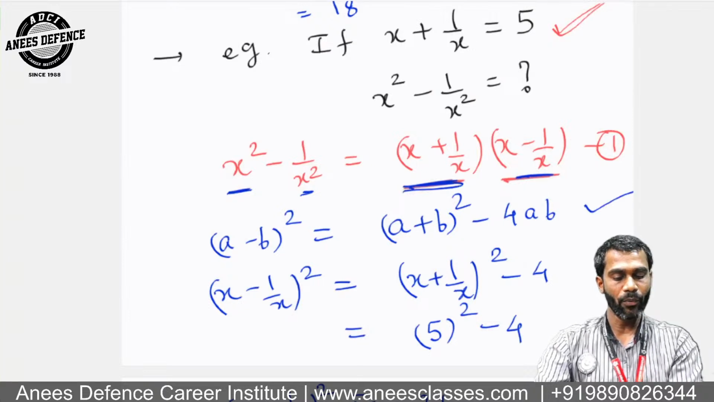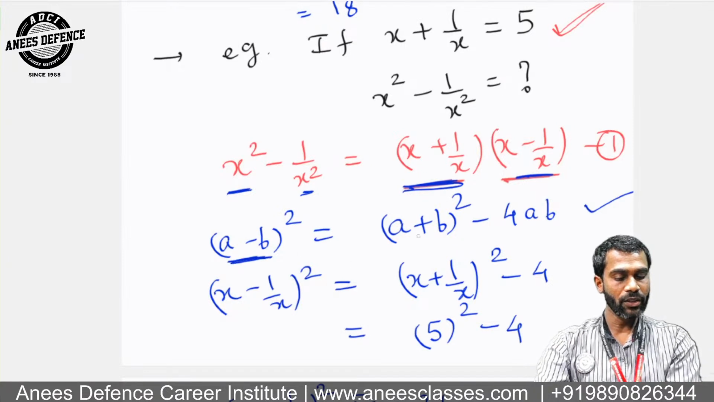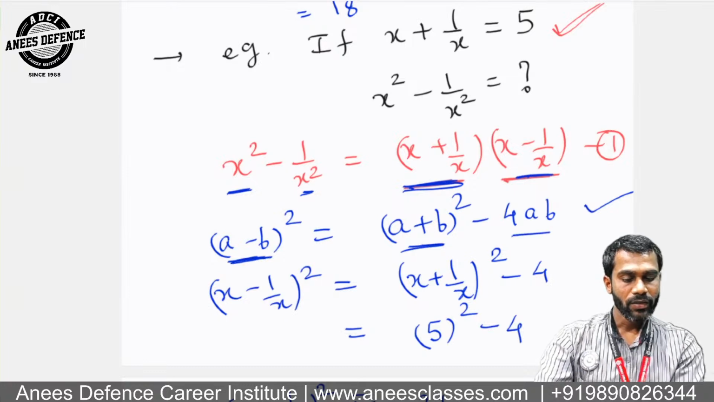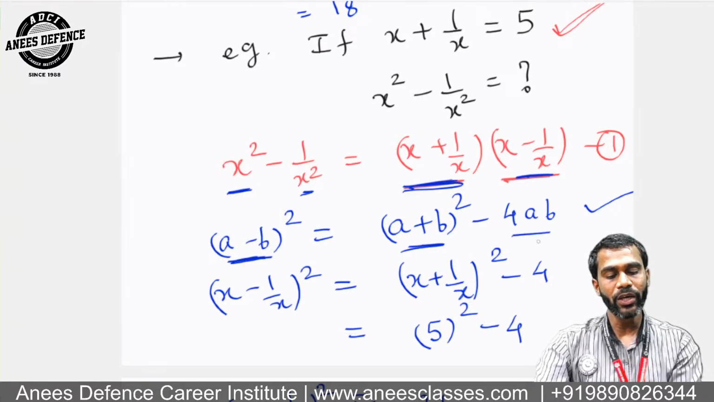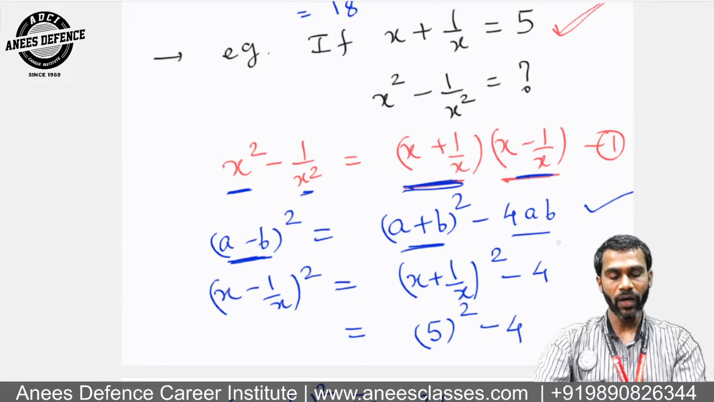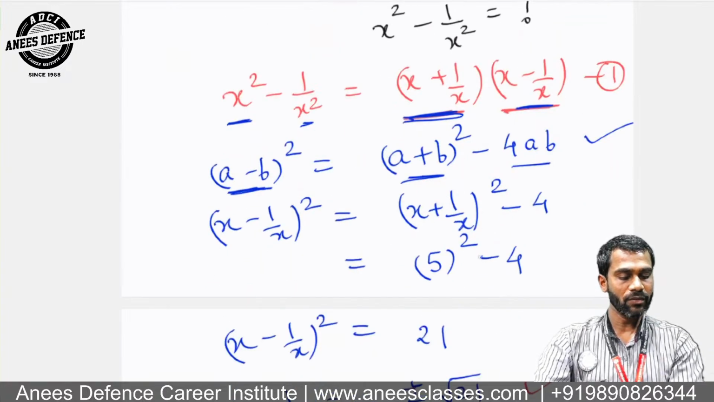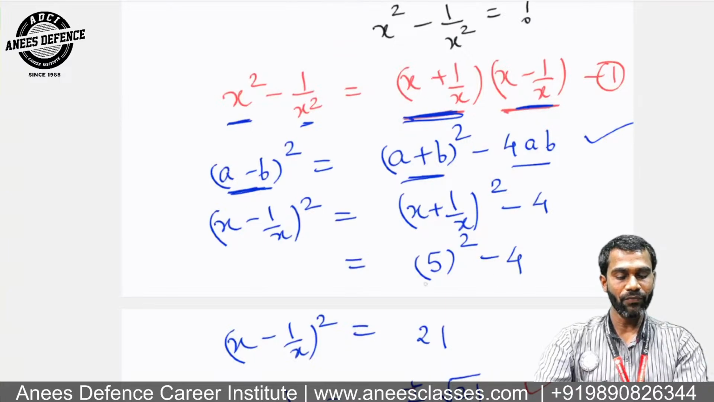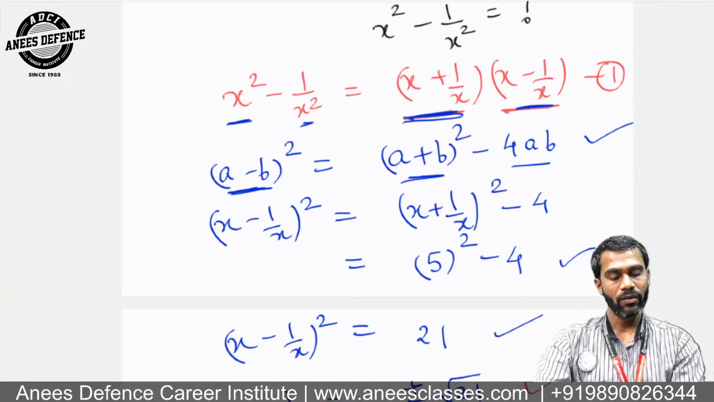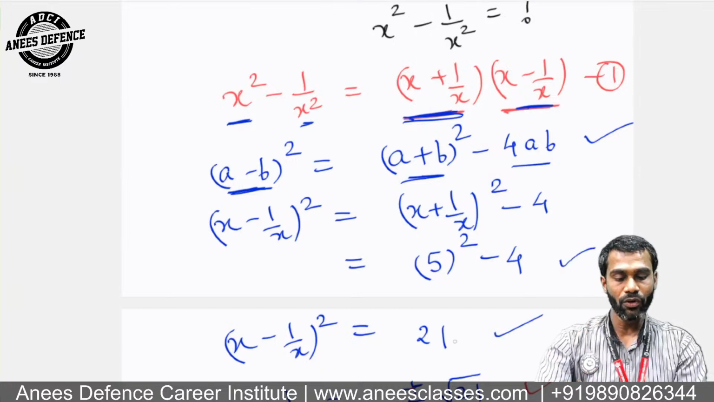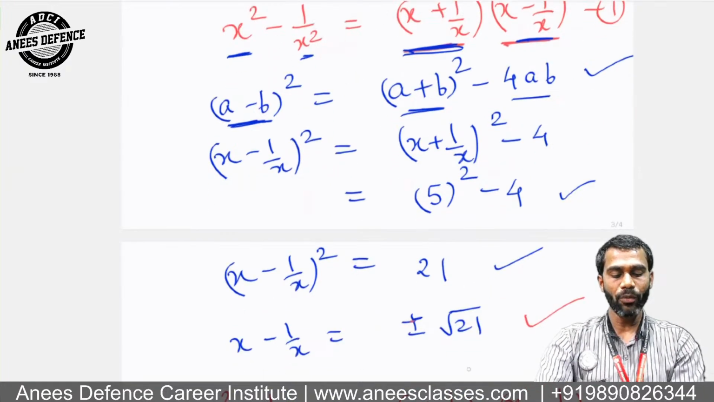Now you already know this formula. A minus b whole square is equal to a plus b whole square minus 4ab. Since a and b both are reciprocal to each other, then a into b would be 1. So I can directly write, in place of a plus b, x plus 1 by x whole square minus 4. And now we already know x plus 1 by x, which is 5 here. So 5 square is 25 minus 4, that is 21. So we have got x minus 1 by x whole square is equal to 21. Now taking square root on both sides, we will be getting x minus 1 by x is equal to plus minus root 21. Isn't it?